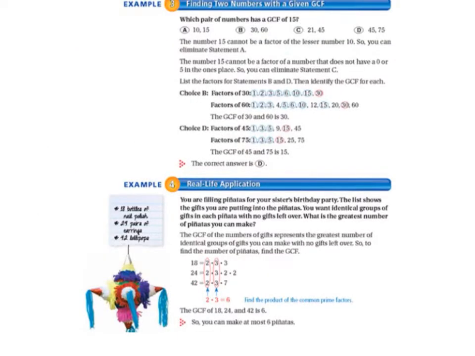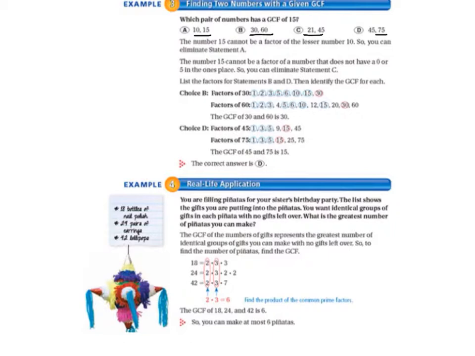Now let's turn the page, go to page 33, and let's look at example 3, finding two numbers with a given GCF. Which pair of numbers has a GCF of 15? So now we have to work backwards to find the numbers that have that GCF. Our choices are letter A, 10 and 15, letter B, 30 and 60, letter C, 21 and 45, and letter D, 45 and 75. So this really tests our knowledge of basic facts and knowing what a factor is.